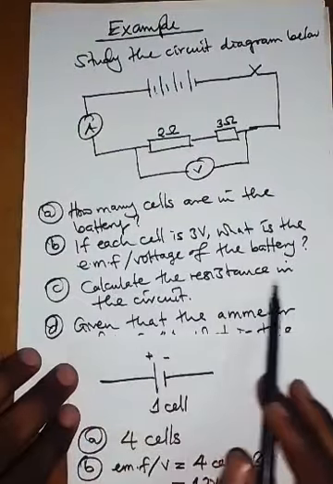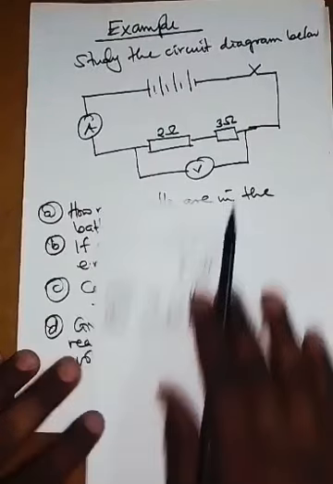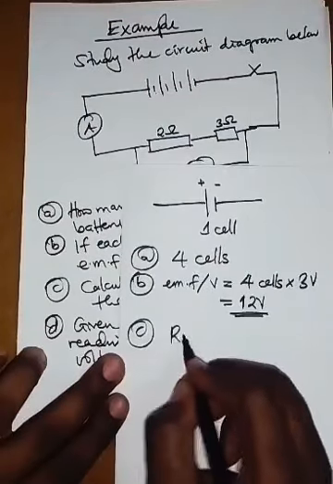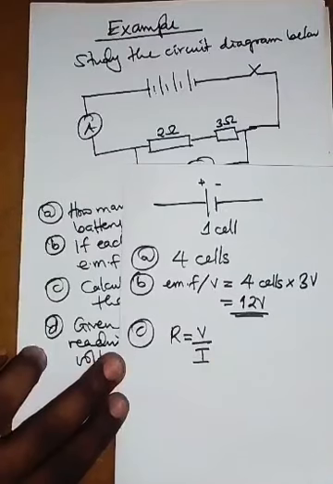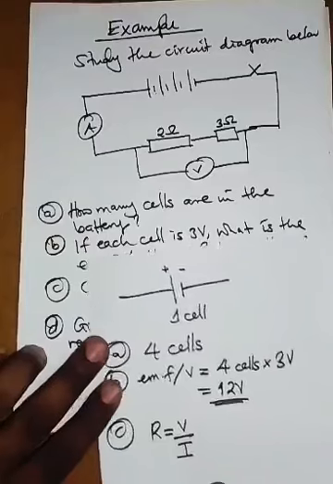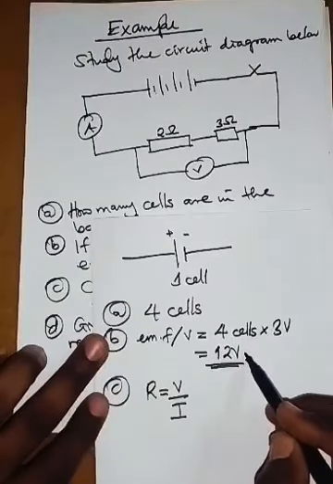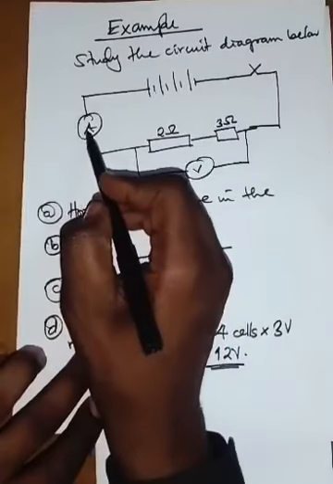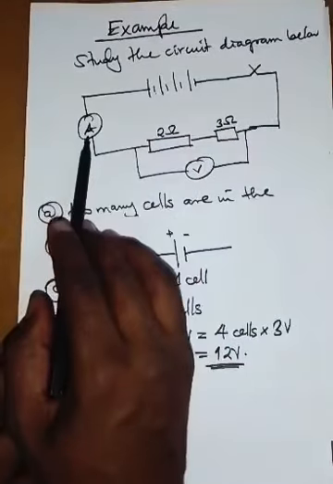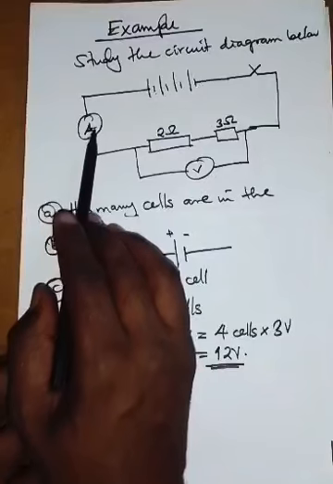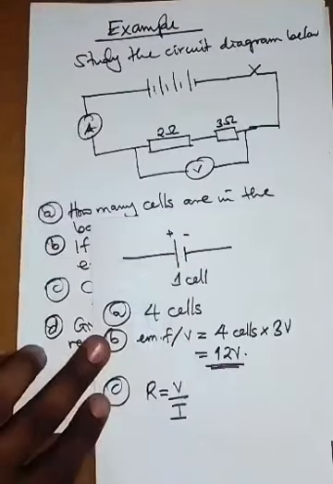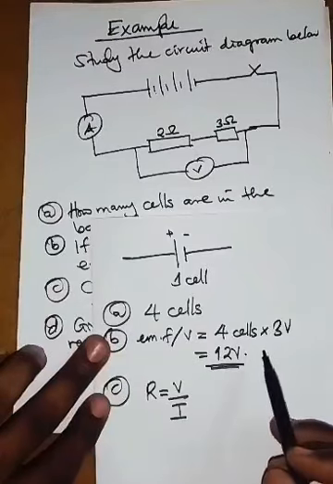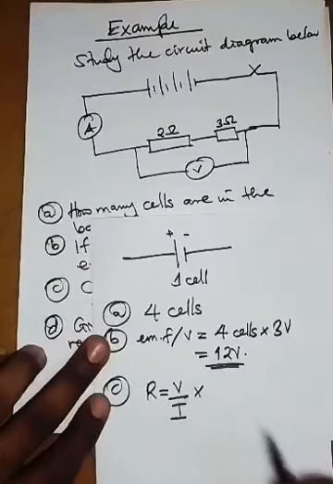Then C, calculate the resistance in the circuit. Now remember what we learned. I gave you this formula: resistance is voltage over current. In this question, the only thing you know is the voltage, 12, for the battery. The current, they haven't given us. The current comes from the ammeter, but the ammeter doesn't have a value. They are just suggesting a number. So we cannot use this formula.